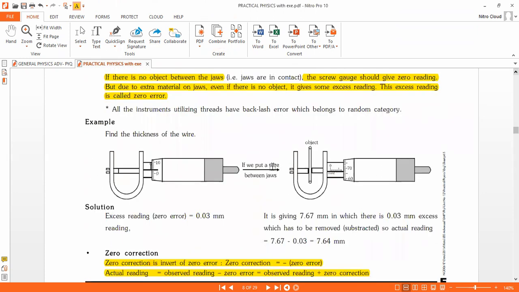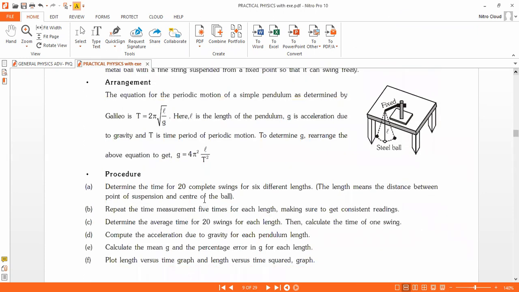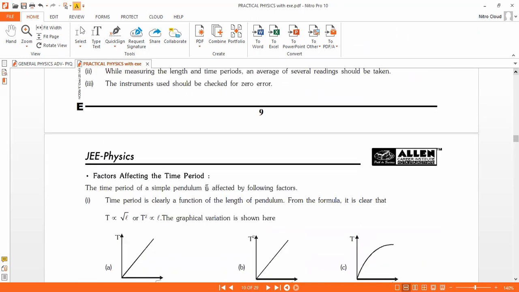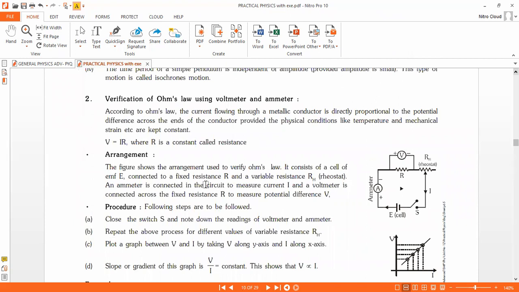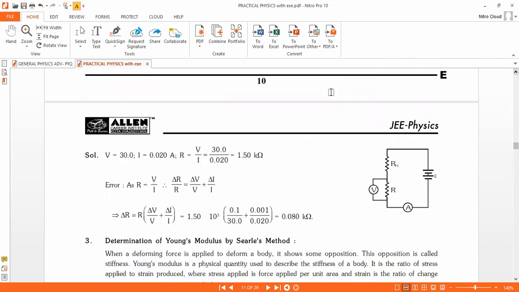I think you did the simple pendulum in the experiment. Searle's apparatus will also be there, and Ohm's law, like this. We'll see the numericals now.